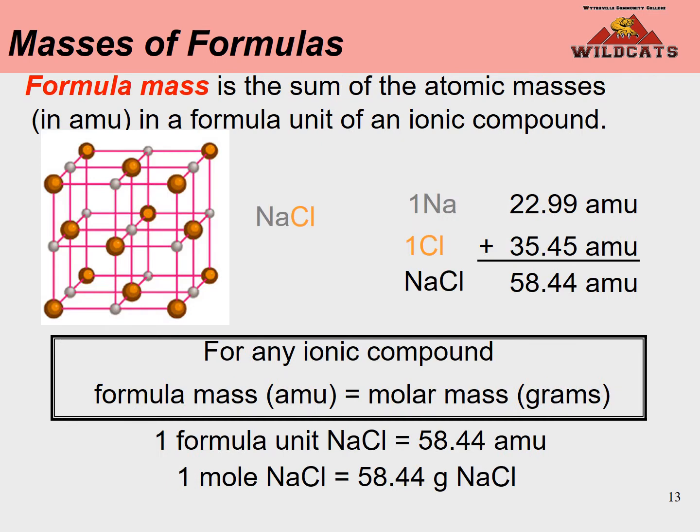Formula mass is the sum of the atomic masses in an ionic compound. So formula mass, molecular mass, molar mass, they're all pretty much the same process. You're just adding up the mass of all the different atoms that are found in the formula. Notice this is sodium chloride, so we're going to add up 1 sodium, 1 chlorine.